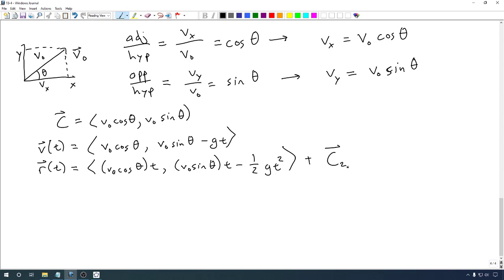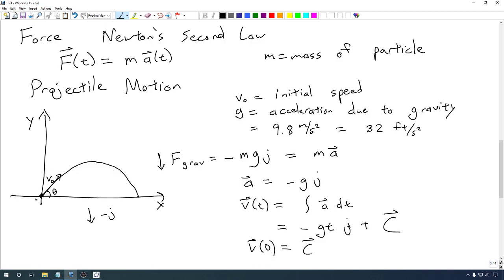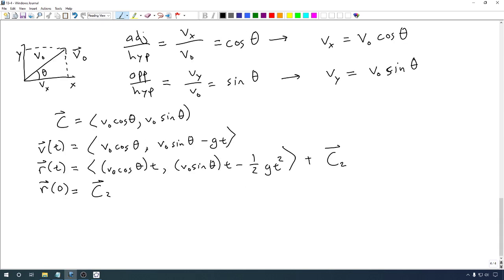Maybe we'll call this C2. We have to figure out what that C2 is. This one's actually a little easier than it was to find out what the first C was. Because if we go ahead and plug in 0, which again, all these go away because they all have a t multiplying them, we just get C2. But r of 0, that's the initial point that we start at. We start at the origin. We specifically chose that point to make this easy on us. C2 is just the 0 vector. This represents the 0 point.